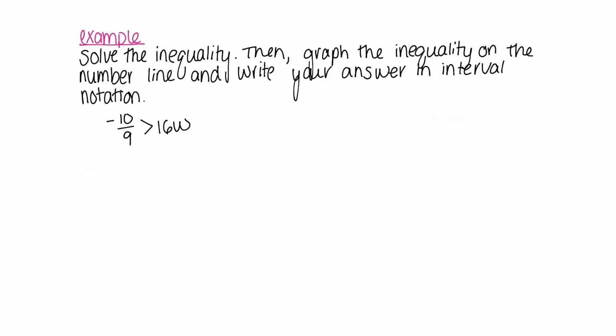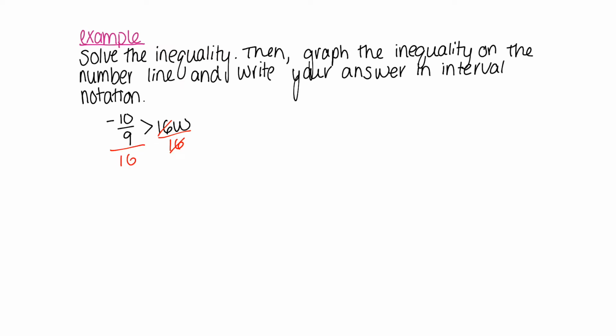Let's try one more. This one's kind of interesting. You may be tempted to look at negative 10 over 9 greater than 16w and say, I'm going to multiply by 9 over negative 10 on both sides. But what you're looking at is the number in front of the variable, which is 16. To get rid of 16, normally we would divide both sides by 16. And that's fine. You can do that and cancel the 16s.